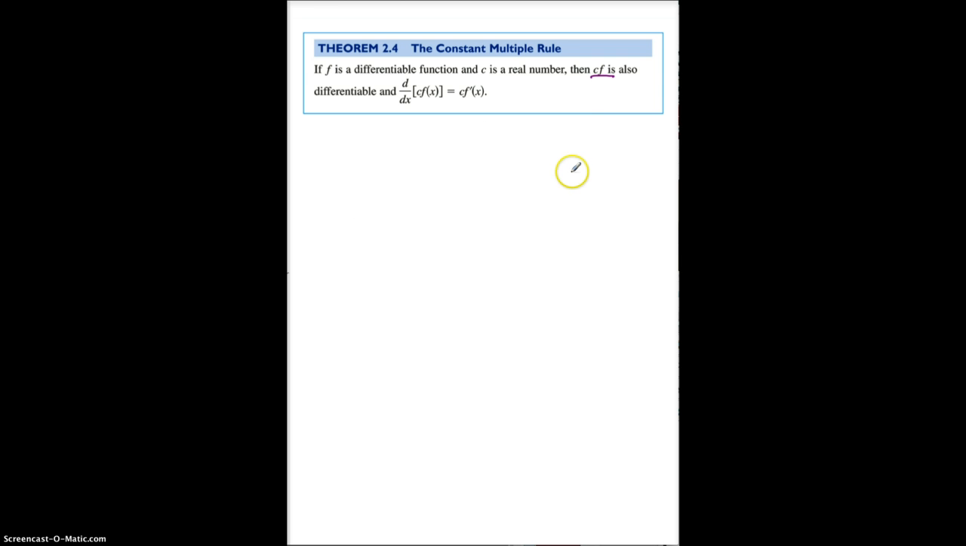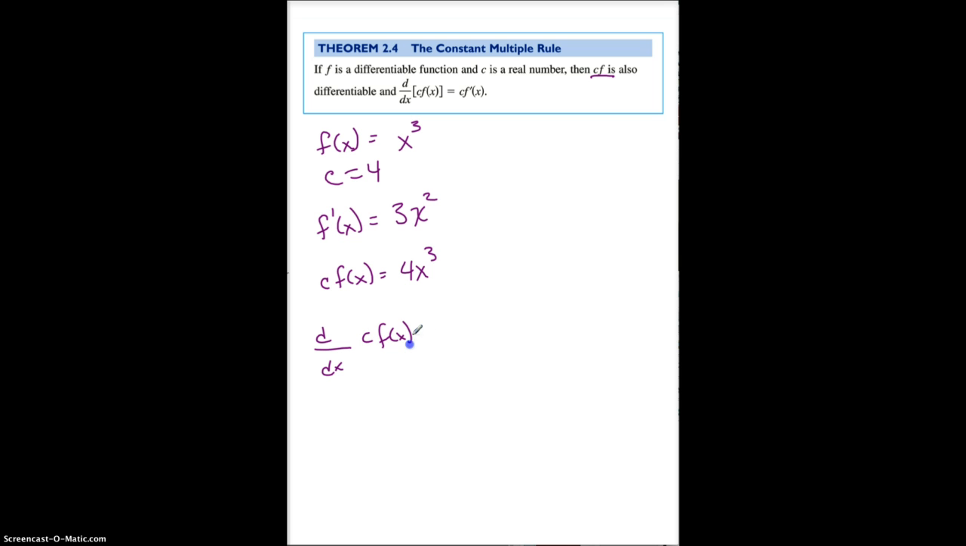So, tell you what, let me do one of these for you. What if we do f of x is, oh, give me a good function, x cubed, and c is 4. Then f prime of x, using the power rule from before, is 3x squared. So c f of x is 4x cubed. So the derivative with respect to x of c f of x is just c times f prime. So it's going to be 4 times f prime of x, which is 3x squared. So this is 12x squared.